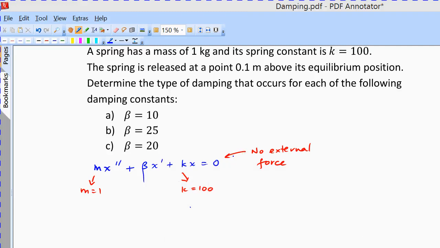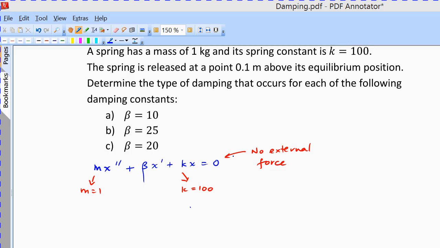A spring has a mass of 1 kilogram and its spring constant is k equals 100. The spring is released at a point 0.1 meters above its equilibrium position. Determine the type of damping that occurs for each of the following damping constants.